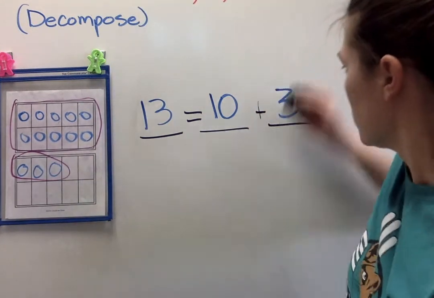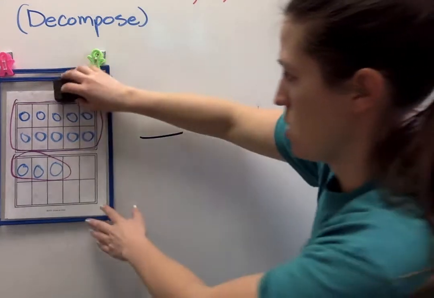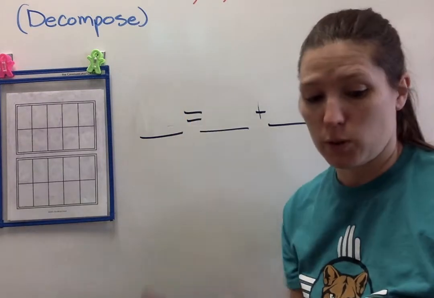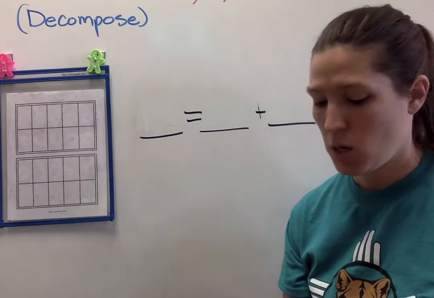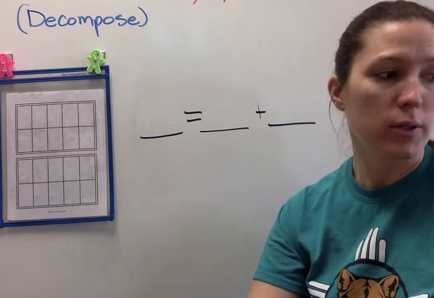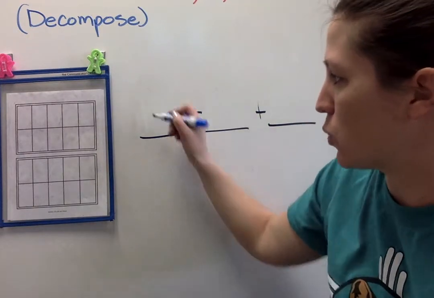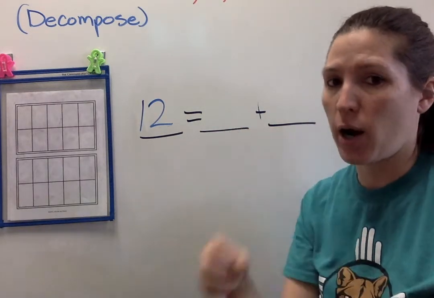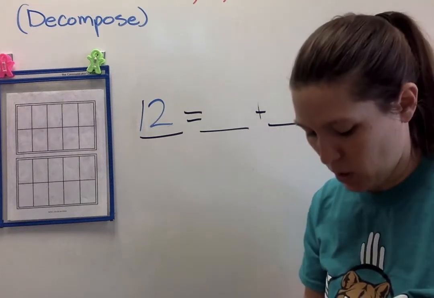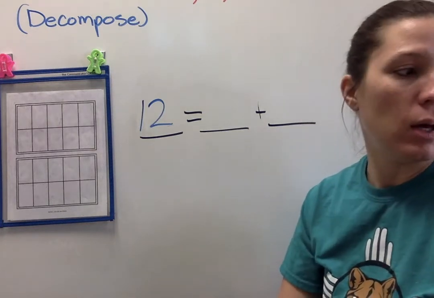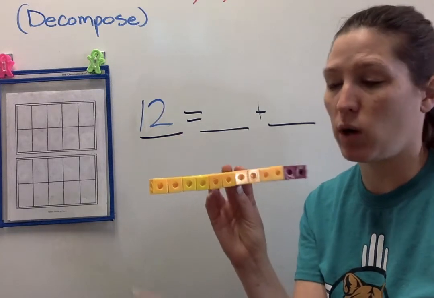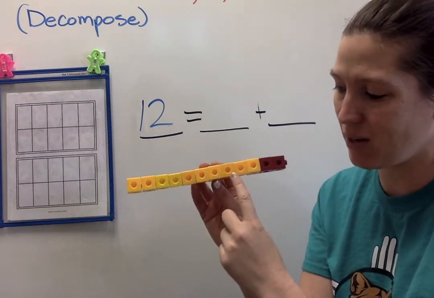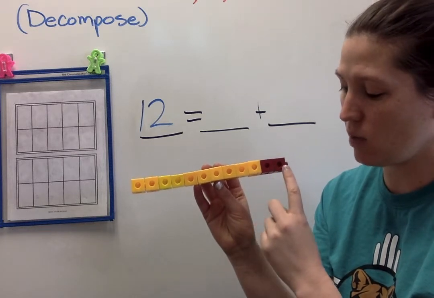Let's do another one. All right, let's do one with our cubes. Let's make 12. If I'm going to make 12, I'm going to write my number first. 12. 12 is a 1 and a 2. I need to decompose it. Decompose means break apart into two groups, and I'm going to show it with my cubes. So if I've got my pile of cubes here, let's count up to 12. Let's make sure I have 12. 1, 2, 3, 4, 5, 6, 7, 8, 9, 10, 11, 12.